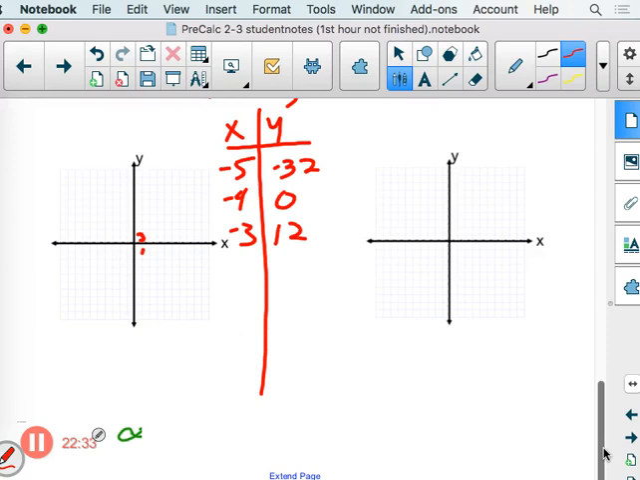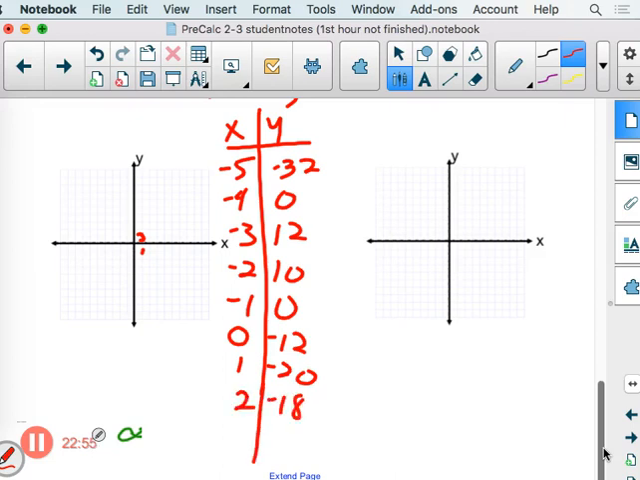Negative 2, 10, negative 1, 0. And we've got 0, negative 12. 1, negative 20. 2, negative 18. 3, 0, 440. And I'm going to write down the 440, but obviously I'm not going to graph that.